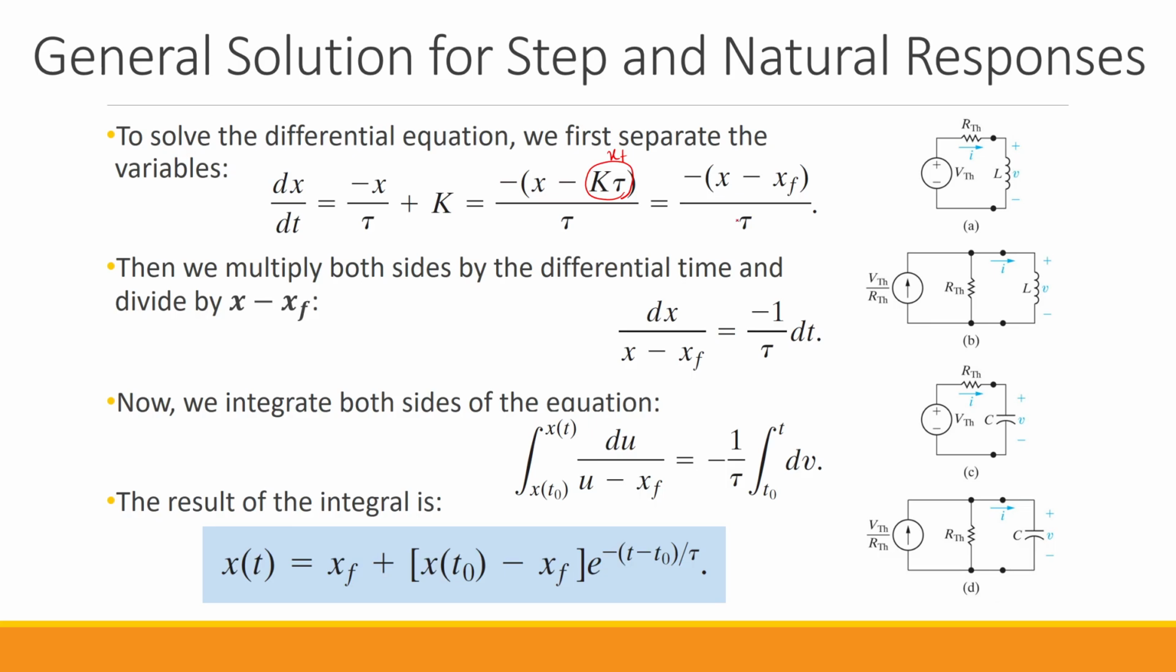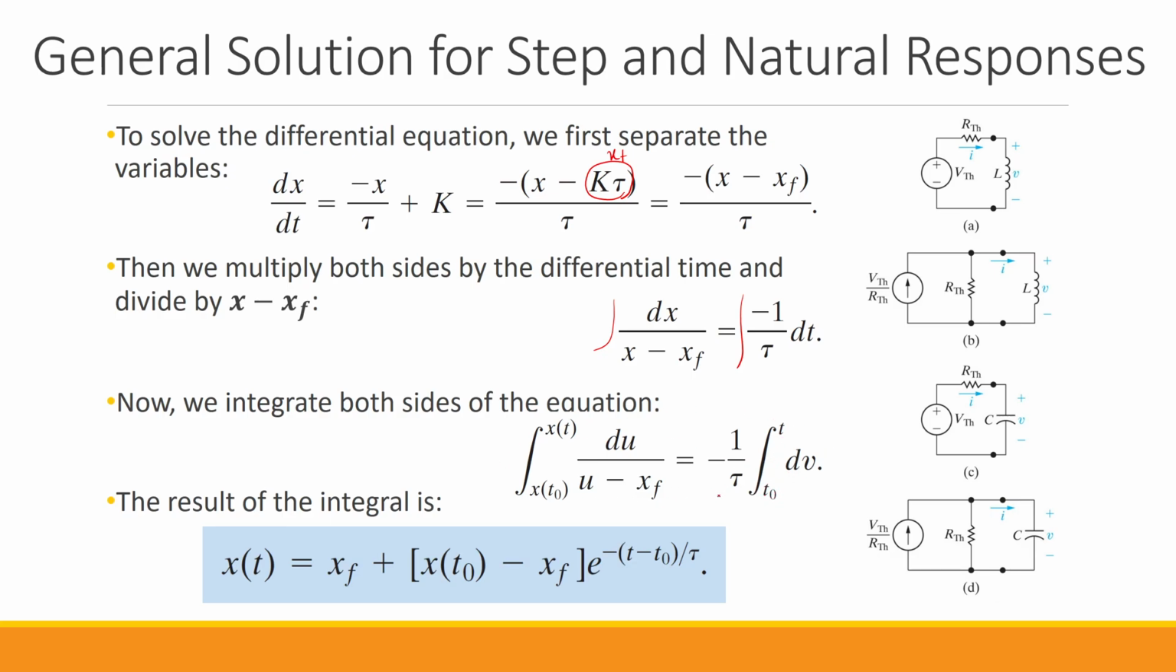Now we multiply both sides by the differential time, and then we divide both sides by x minus xf. If we do that, on the left side we are left with dx over x minus xf, equals negative 1 over tau dt. Now we need to take the integral over the required period. The period for x is going to be from x at time t0 until x at any given time t, and for t it is going to be between t0 and t.